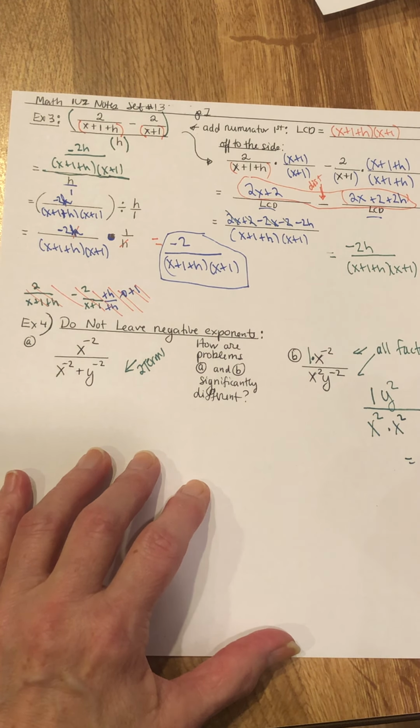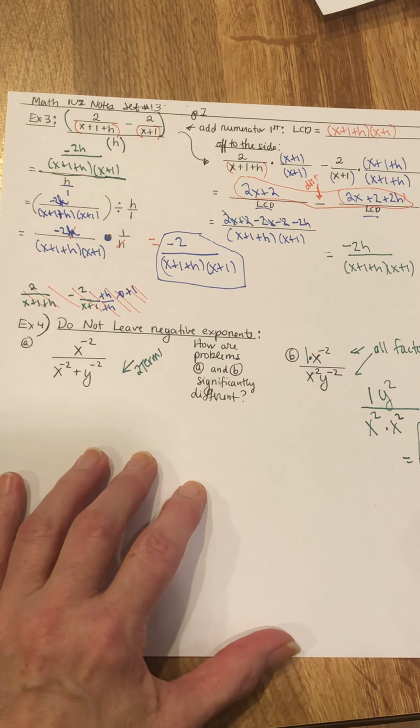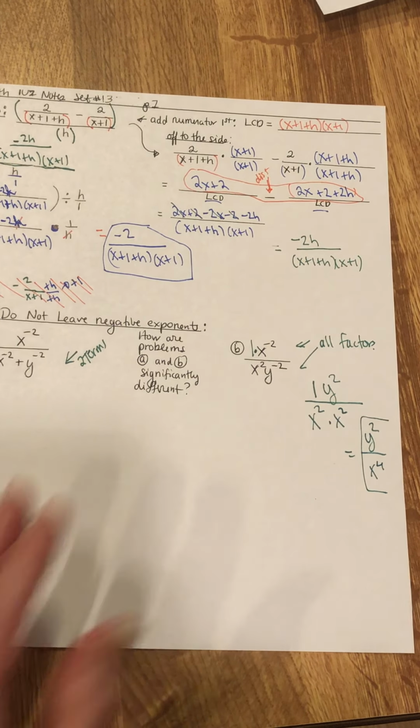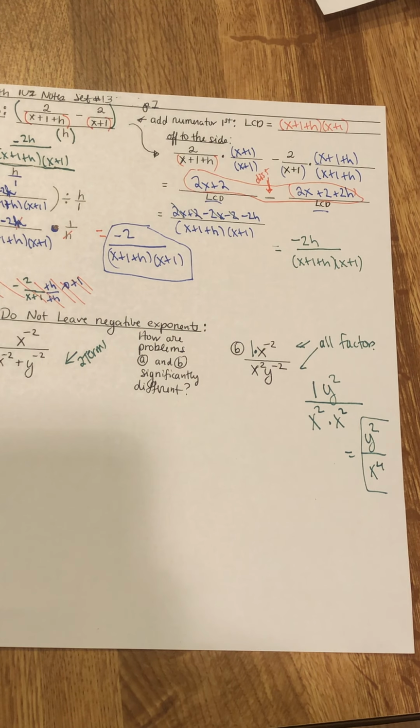This is nothing but y squared over x to the 4th. You are done. Okay, hope you see that. All right. That's the easy one.